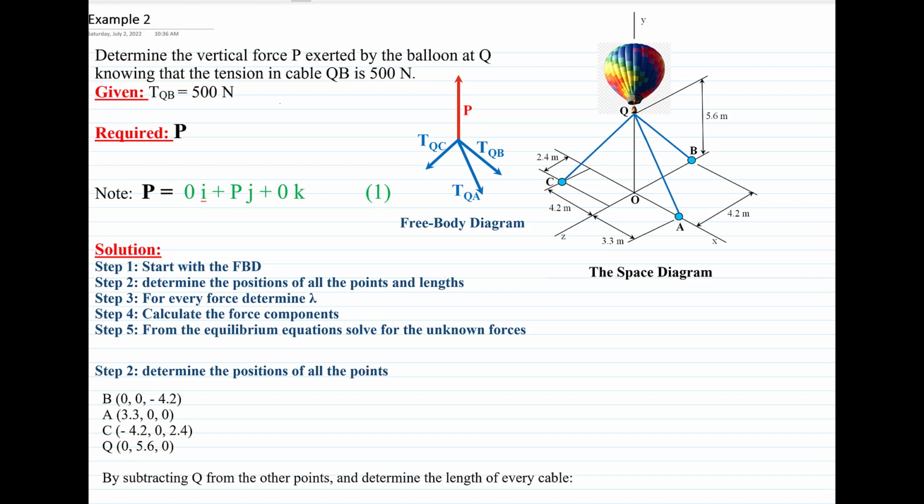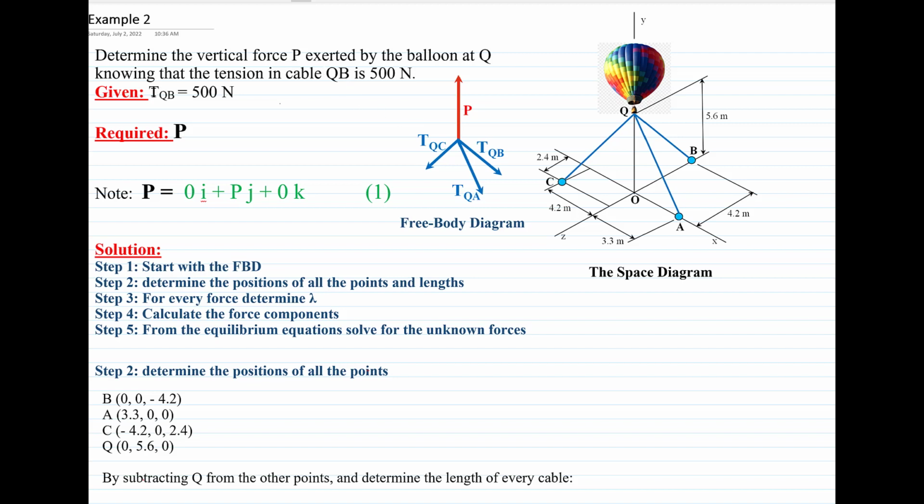forces. In this case, we have a balloon. This balloon is tied at point Q by 3 cables. If you look at the space diagram and compare it to the free body diagram, I have a force P acting on the balloon, vertical, and then I have a tension in the cable QB, tension in the cable QA, and tension in the cable QC to hold it down.